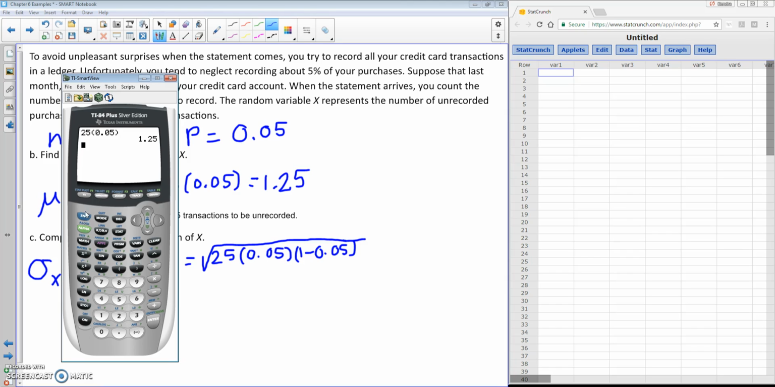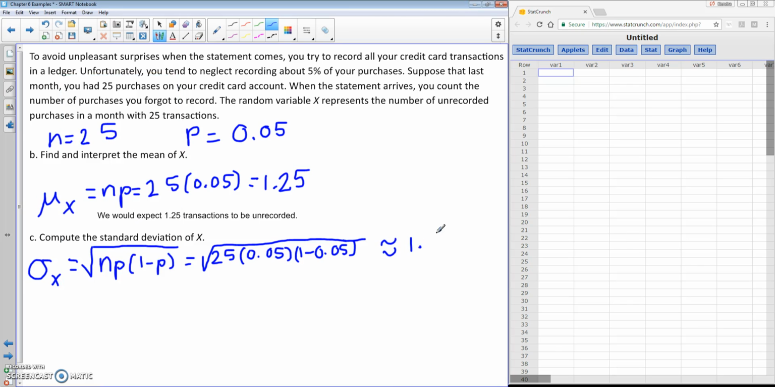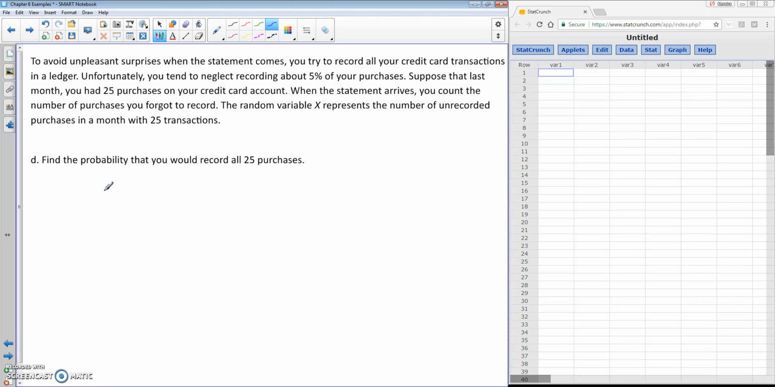Let's type that in the calculator here and give an approximation. We have the square root, make sure all this is under the square root, 25 times 0.05 times 1 minus 0.05. I'm going to close parentheses again to end my square root. So this is approximately 1.09. So that's how we would compute our mean and standard deviation for our binomial probability distribution. So let's actually go through and find some probabilities.